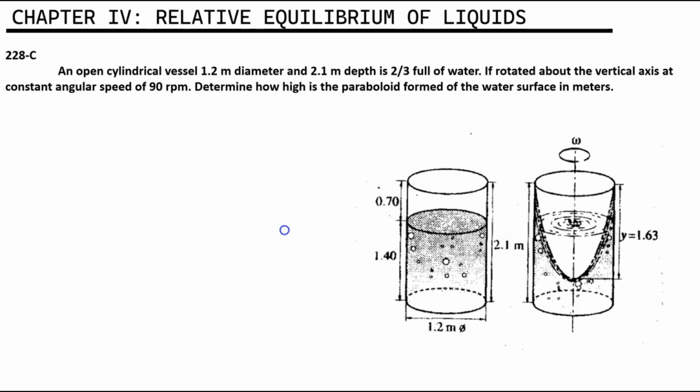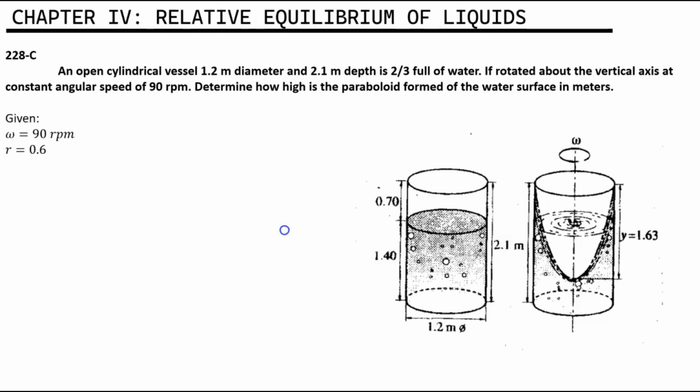So, here's our problem. 228-C. An open cylindrical vessel 1.2 meter diameter and 2.1 meter depth is 2/3 full of water. If rotated about the vertical axis at constant angular speed of 90 rpm, determine how high is the paraboloid form of the water surface in meters.